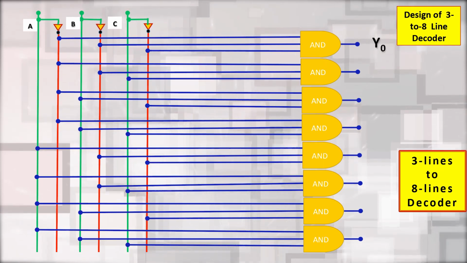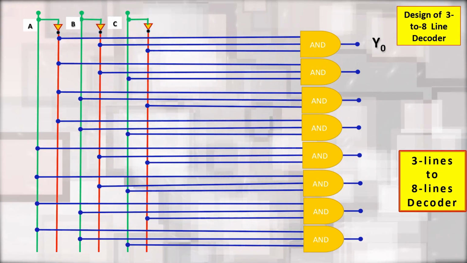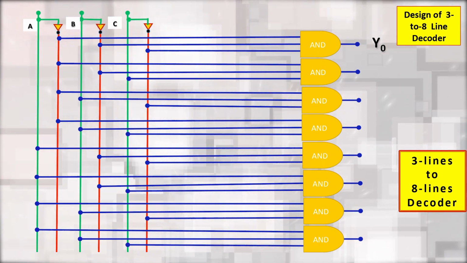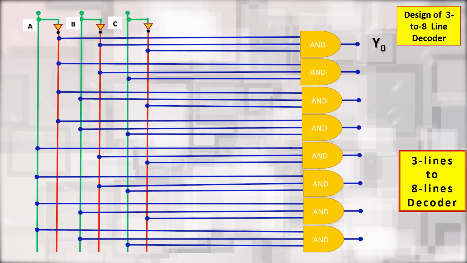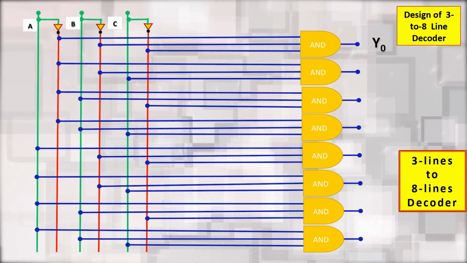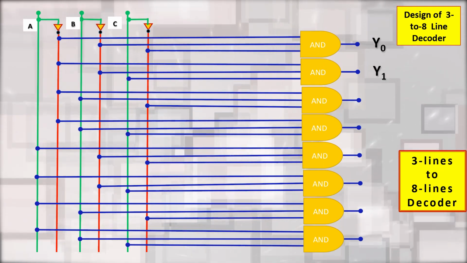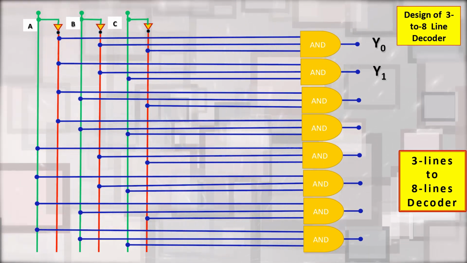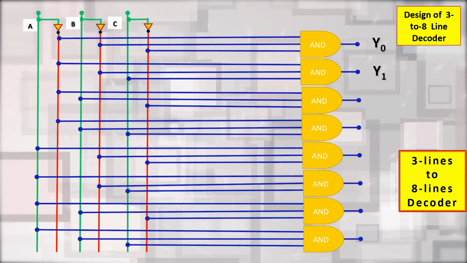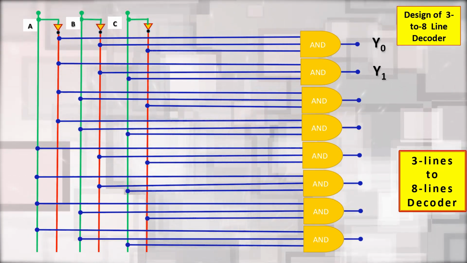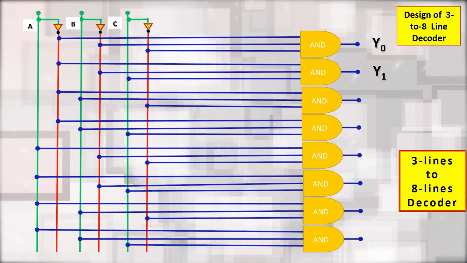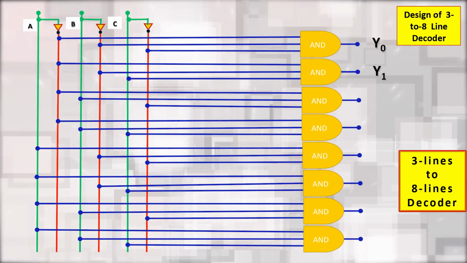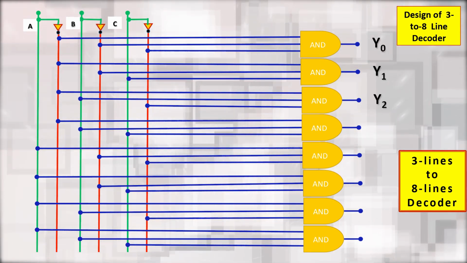Accordingly, for the second AND gate, A bar, B bar and C will be connected, so that we will get the output Y1. For the third AND gate, A bar, B and C bar is connected, so that we will get the logic output Y2.